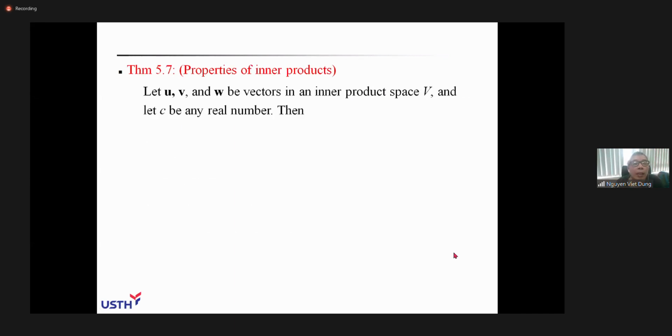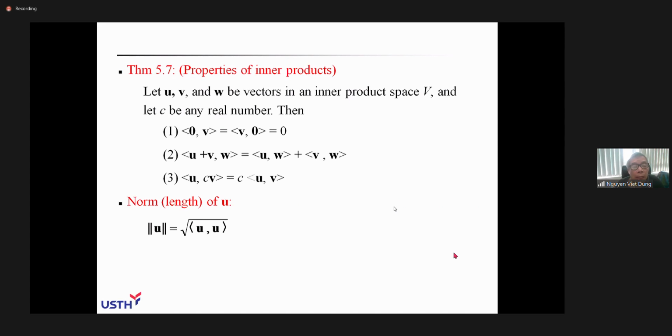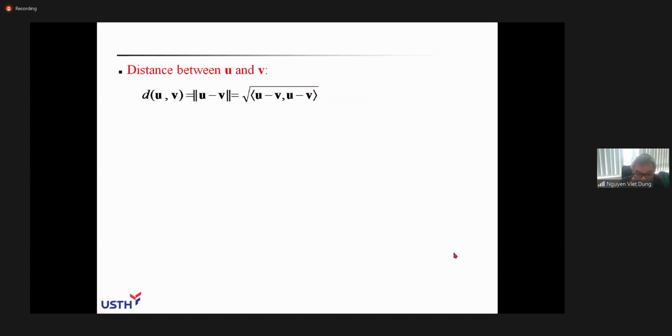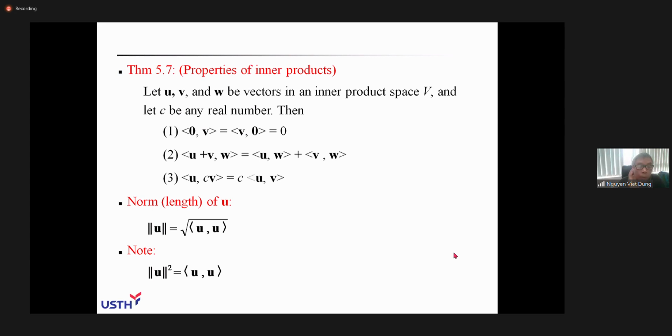And also, now we continue to see what the properties of inner product are. Here we have some properties. I list them here for you. And we can define the norm or the length of any vector U with those properties. The properties you can read by yourself.